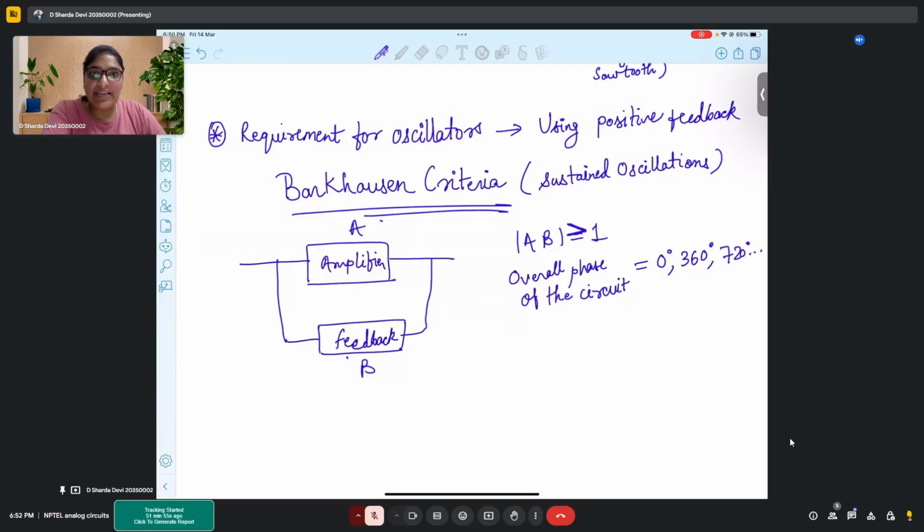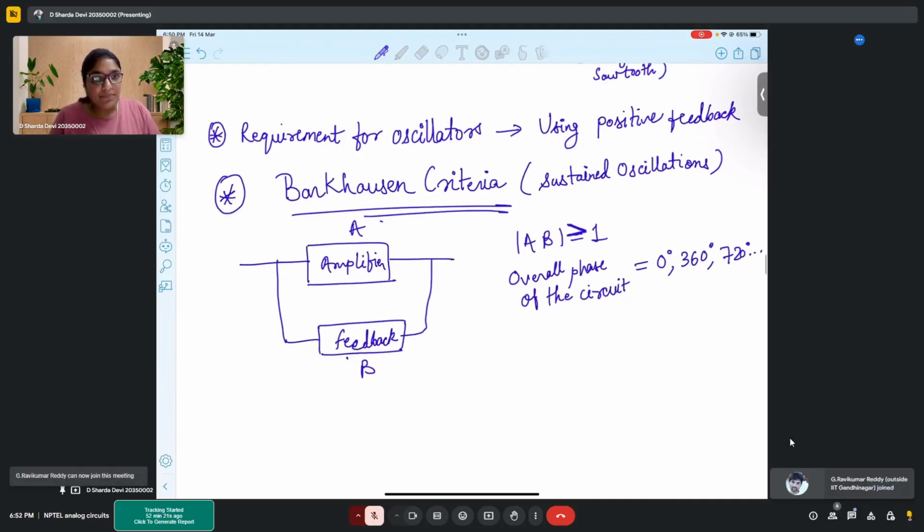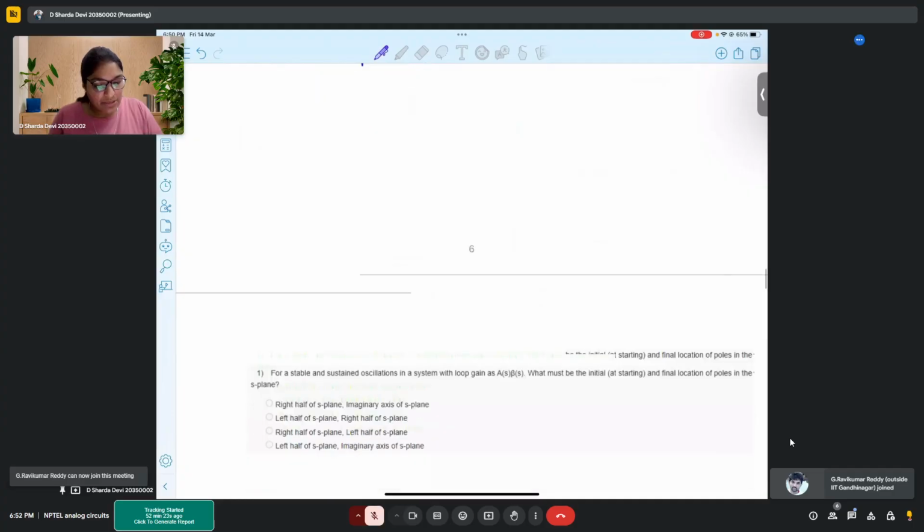That is, whether A into beta comes out to be 1, or the overall phase of the circuit comes out in the factors of 0 or 360 degrees, and so on. So these are the two criteria which are very important and we have to always keep in mind while analyzing oscillators. Okay, so with this information, let us move on to the problem.